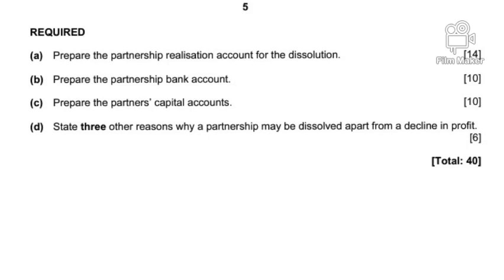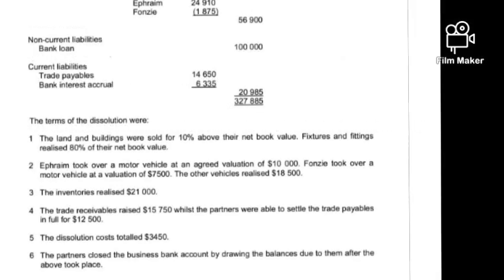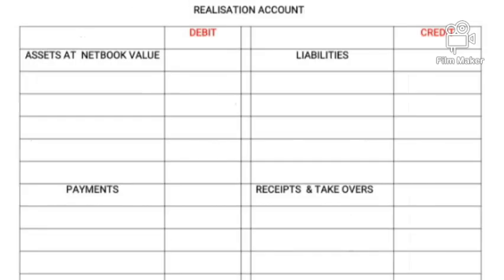Then part D, we are given a theory question. State 3 other reasons why a partnership may be dissolved, of which we have mentioned that earlier in our introduction. Right. So I want you to take your notebook and get prepared as I'm going to lead you in the calculations, or in the preparations of the ledger accounts. I'm going to start with the realization account, right?